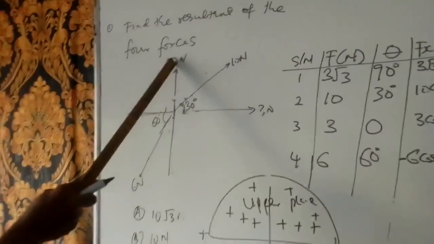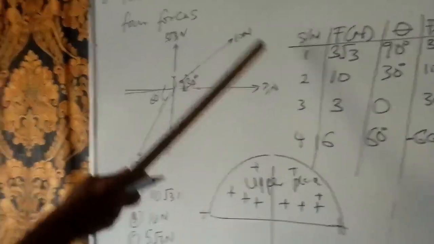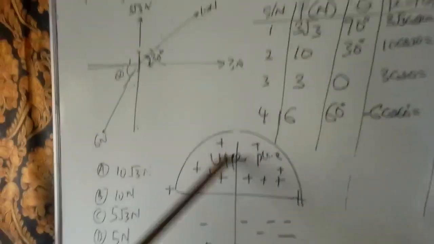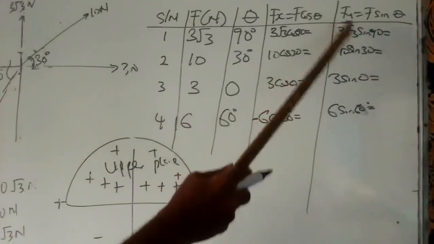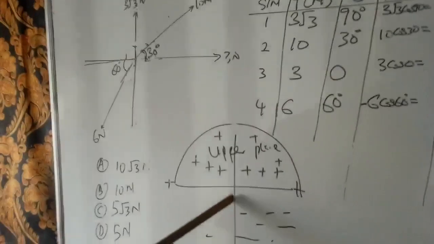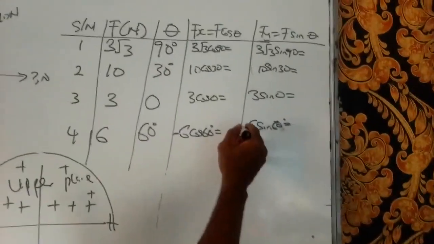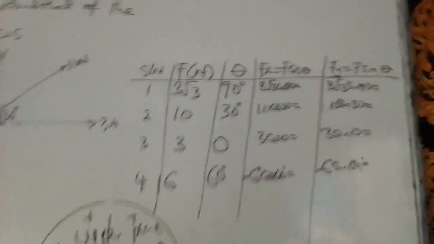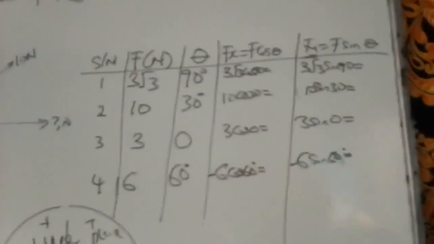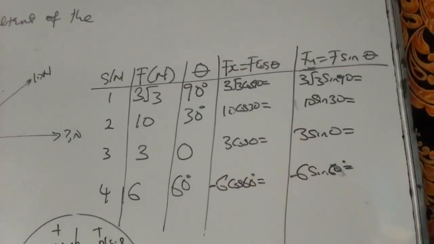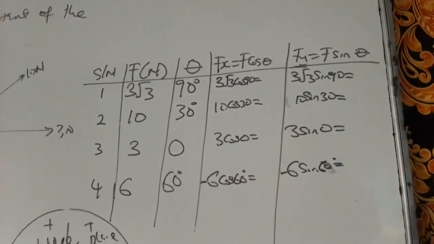3 root 3, 10 and 3 are in the upper plane, so we consider them as positive: 3 root 3, 10 and 3. While 6 Newton is in the lower plane, we take it as negative. We'll write it here as negative. So we'll go ahead and find 3 root 3 cos 90. 3 root 3 cos 90 equals 0 because cos 90 is 0.